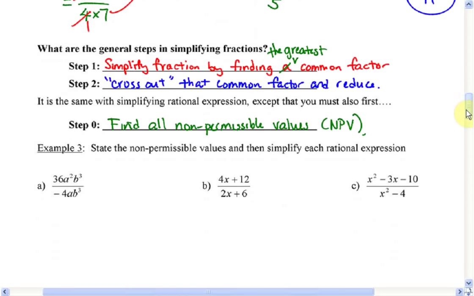Okay, let's do example number 3. We won't finish the whole thing today, but we'll try what we can. State the non-permissible values first. So let's find the NPVs first. How do we do that? Make the denominator not equal to 0. Good. Notice we got 2 variables, an a and a b, so I will split them up into 2 parts. Either the negative 4a doesn't equal 0, or the b cubed doesn't equal 0.